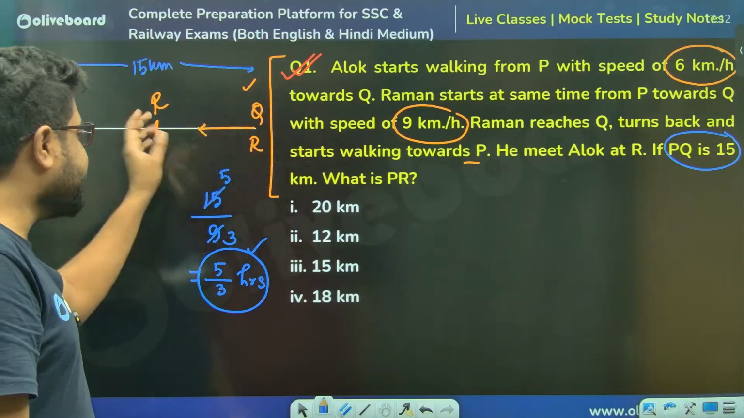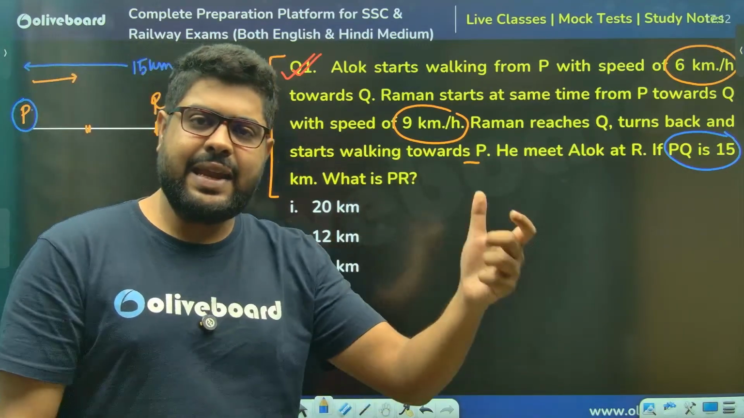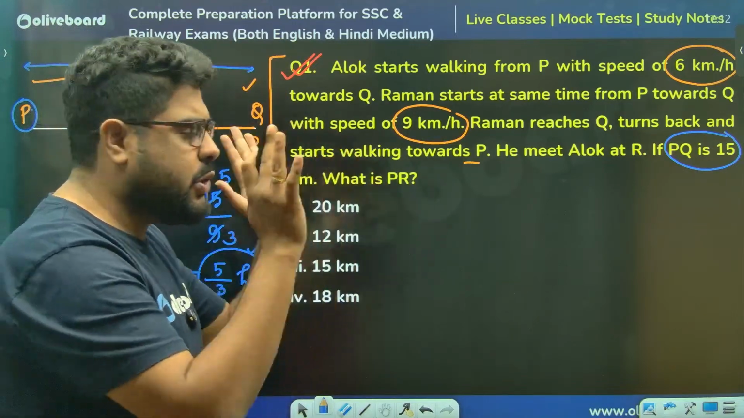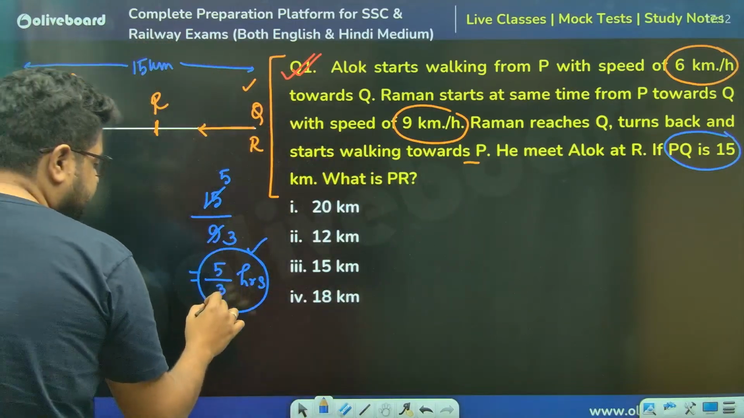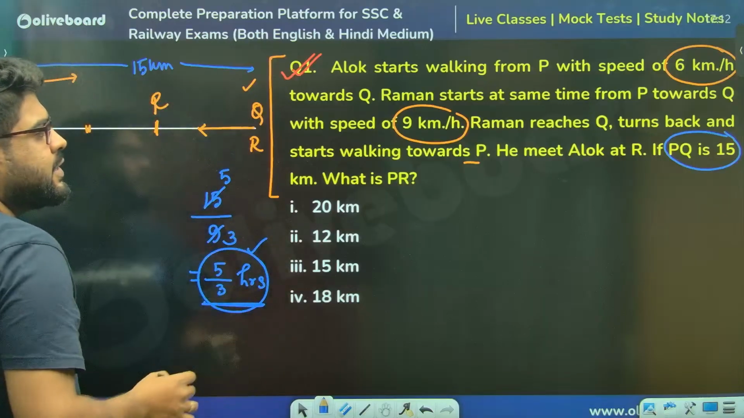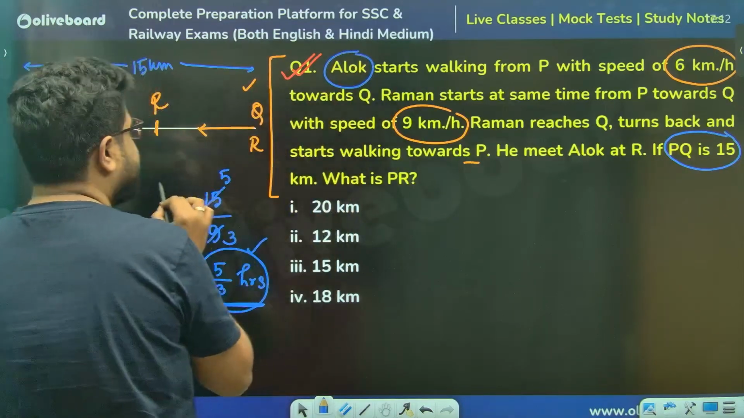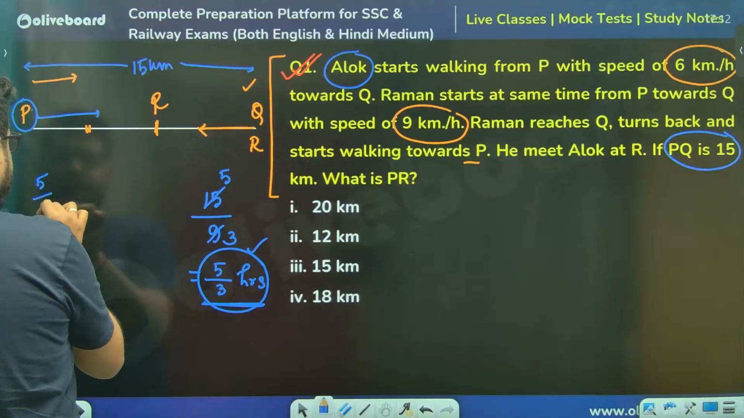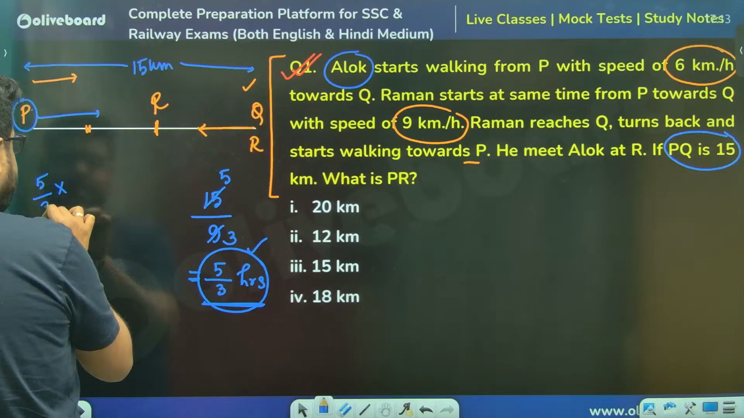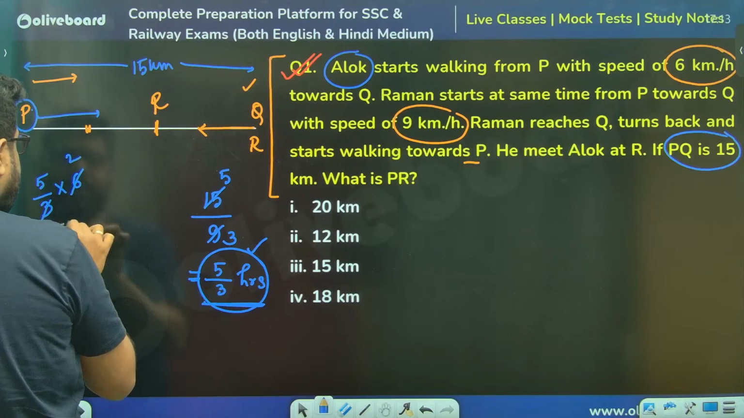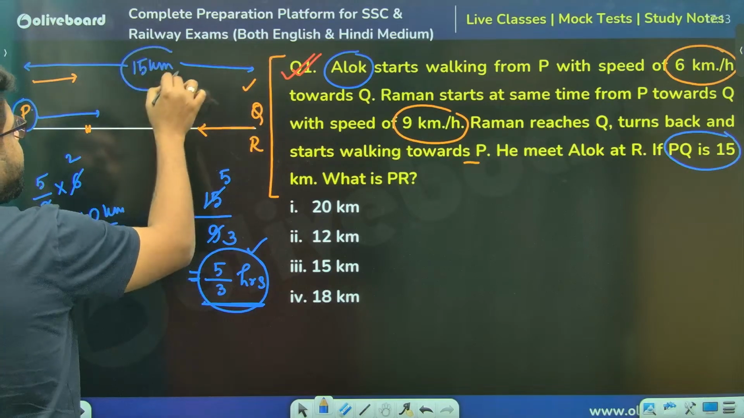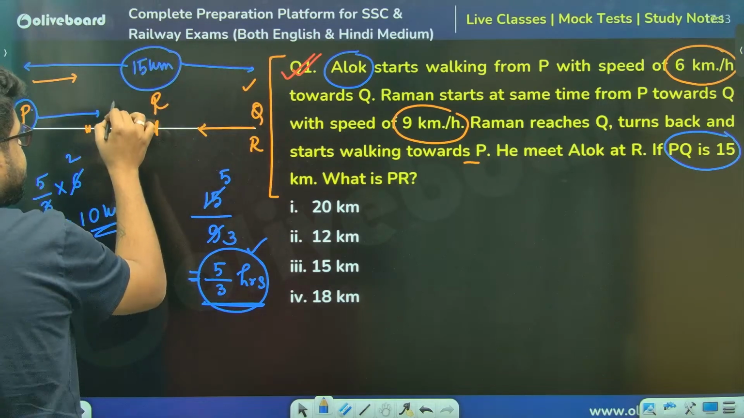Now again he turns back. Please understand. Now understand the situation. Go very slow. No need to hurry. During this 5 by 3 hours, how much distance will Alok cover? From here, he will go somewhere. So how much, sir? 5 by 3 into the speed of this, that is, sir, 10 kilometers. Meaning out of 15, Alok is somewhere here, sir.